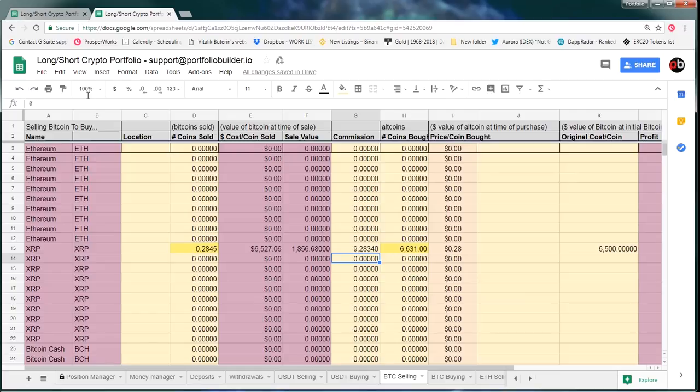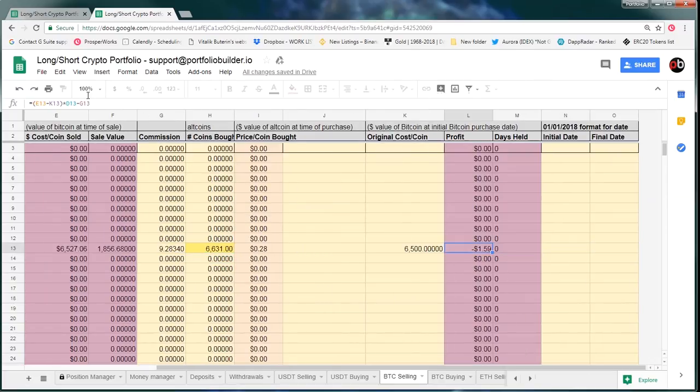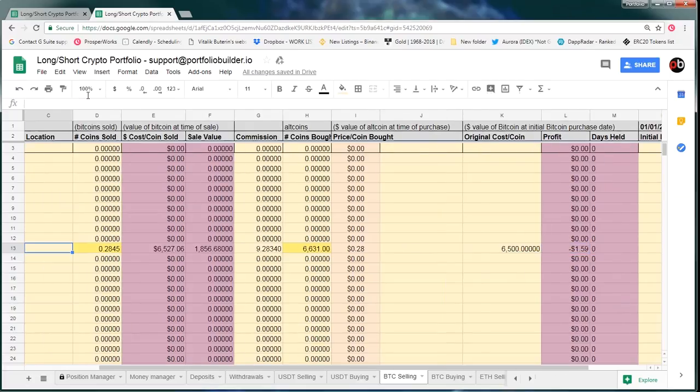with Binance. So if your order size is going to get above $6,500, you may save a little bit of money by trading it through Binance and then exporting it out to your Nano Ledger S. If it's below that, you're probably going to save money and time and hassle by just using Changely. So we can see the profit on that trade was a negative $1.59 after my commission cost.